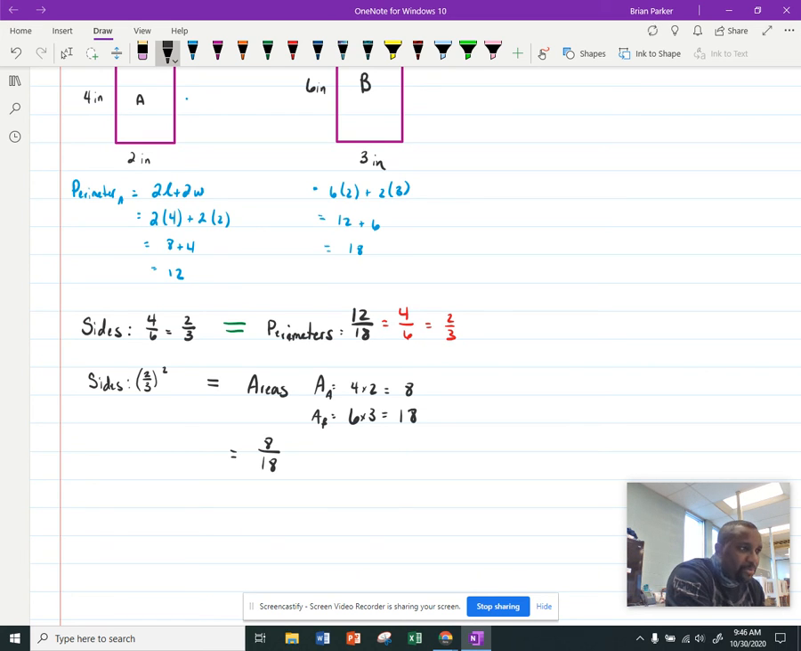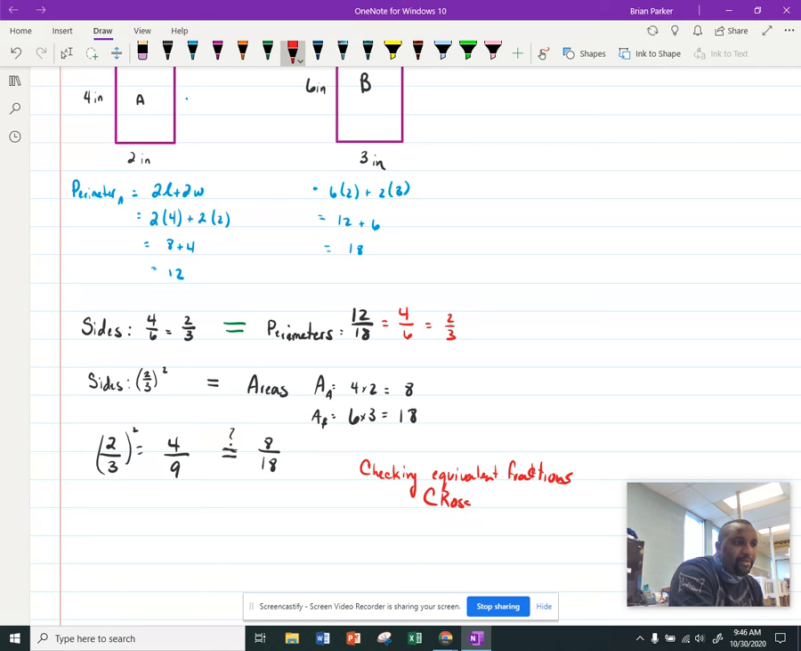And that's supposed to be equal to this 2/3 squared, right? So what is 2/3, all of that squared? Wasn't that 4 on top and 9 on the bottom? Are these two fractions equivalent? Another thing you can do that we haven't talked about is checking equivalent fractions. If you want to check equivalent fractions, just cross multiply.